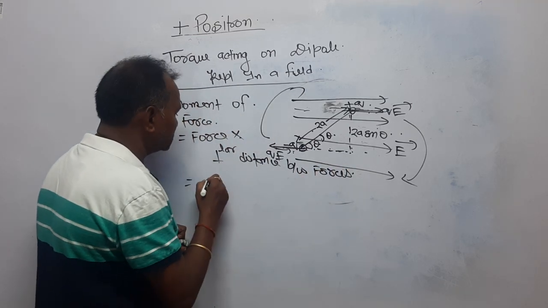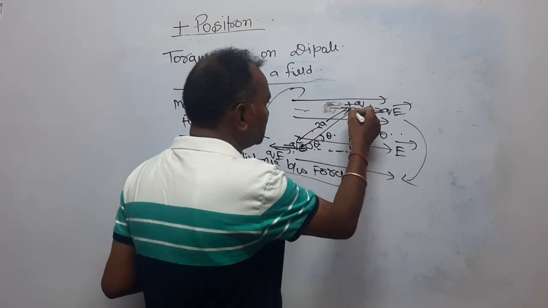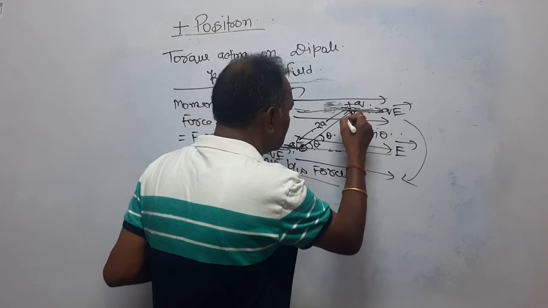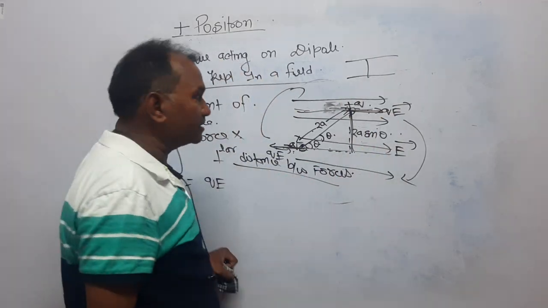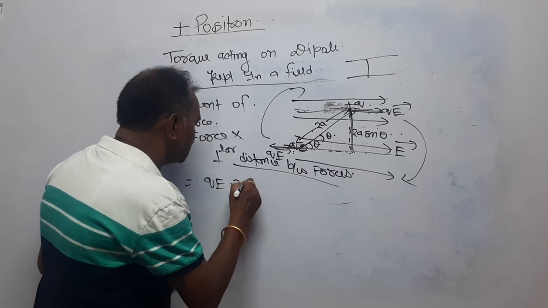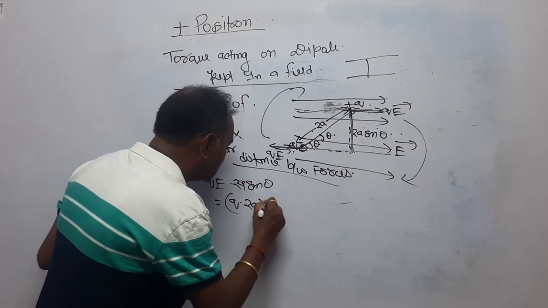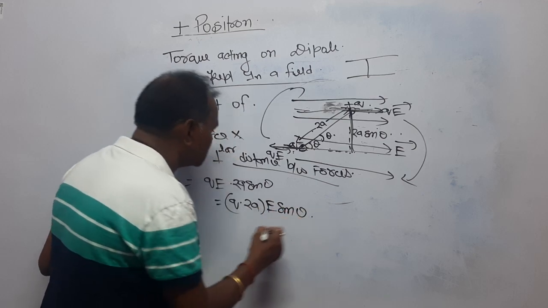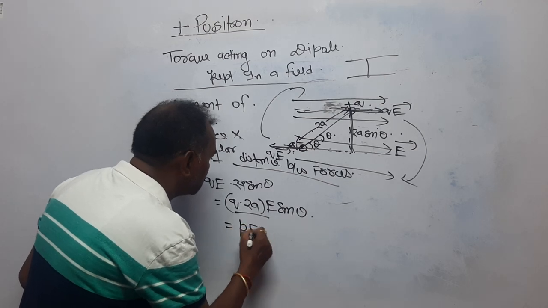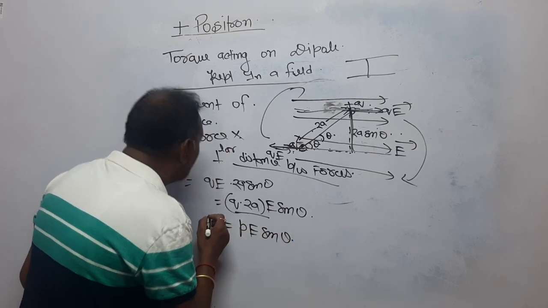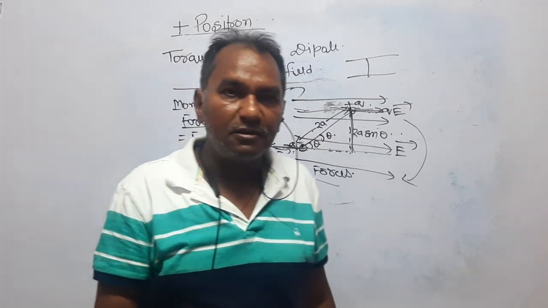Now, dear students, the force is qE acting on each of the charges, and the perpendicular distance between them is this. Now, this is the line of action. The perpendicular distance between the two lines is that. That is why this is 2a sine theta, and now it becomes q into 2a E sine theta. And dear students, you know q into 2a is what? P, the electric dipole moment p. So it is pE sine theta. And moment of the force is what? That is called torque.